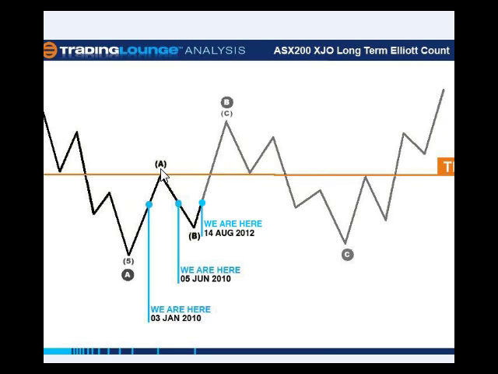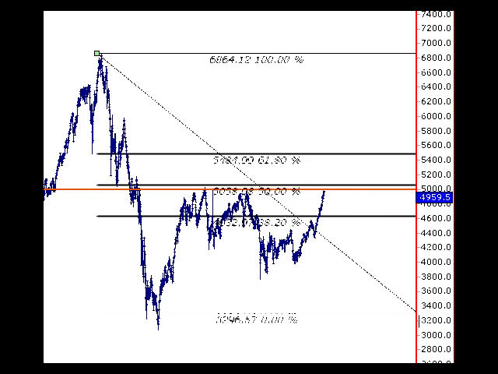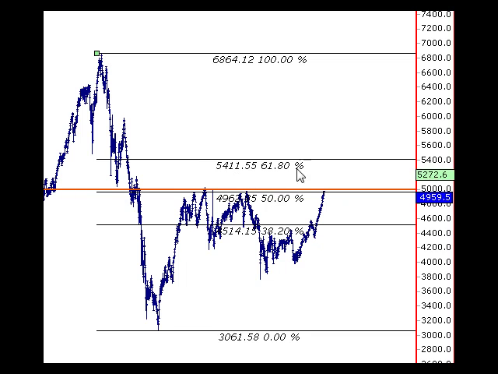Now, this B wave here was a little bit tricky in its ending, which wasn't really clear. It just gave us a bit of a red herring, really. I'll explain that by looking at the daily chart for the ASX 200 here. This is basically the pattern through here. So we've got our big bear market through here, and we're looking at the 61.8 retracement level, which is up around here somewhere. So that's all fine.